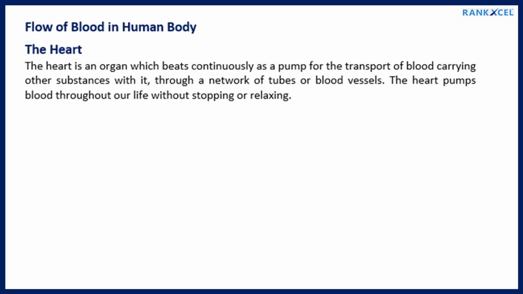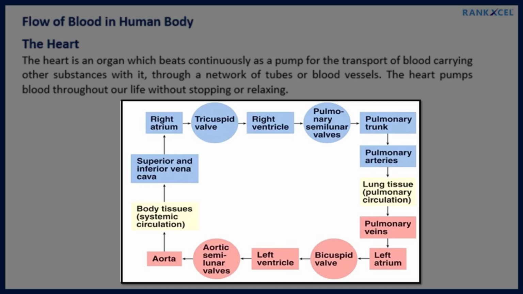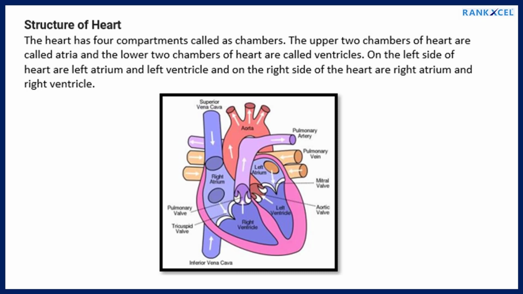The heart. The heart is an organ which beats continuously as a pump for the transport of blood carrying other substances with it, through a network of tubes or blood vessels. The heart pumps blood throughout our life without stopping or relaxing. Structure of heart. The heart has 4 compartments called chambers. The upper 2 chambers of the heart are called atria and the lower 2 chambers of the heart are called ventricles.